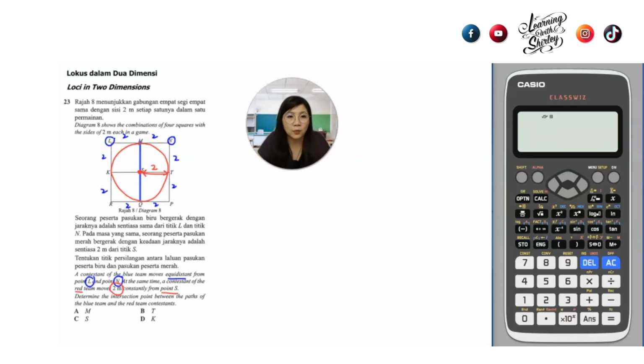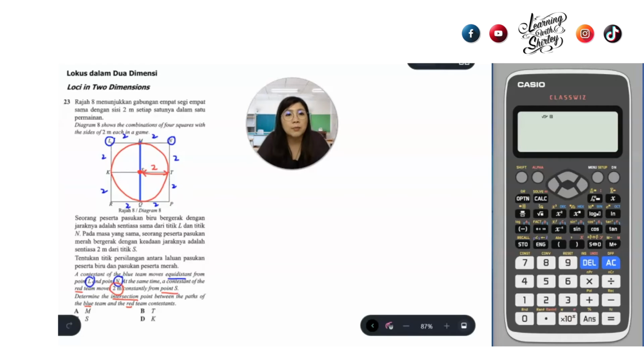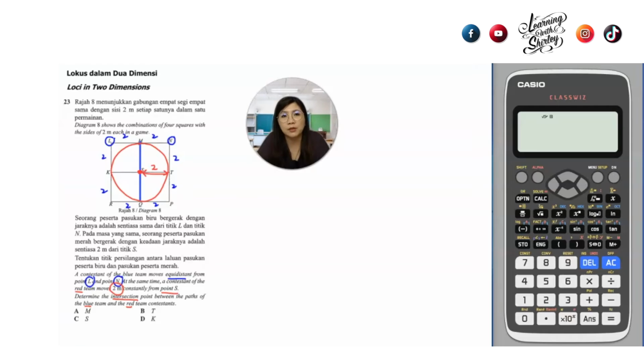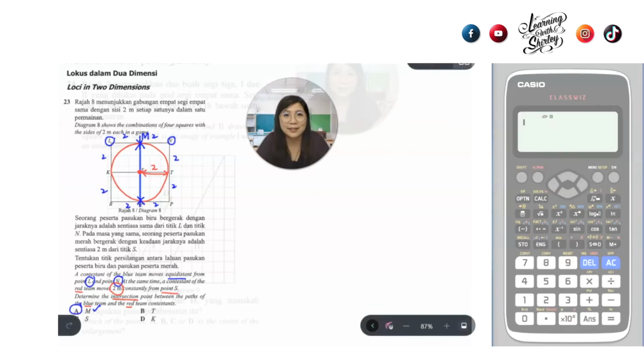Okay, so now what's the question? Determine the intersection point between the paths of blue team and red team contestants. So where is the intersection between the red and the blue? The red is a circle, the blue is the straight line here, right? So the intersecting point will be here. Okay, this is M, yeah? And then this is Q. So M and Q. So let's look at the options A, B, C, D. We have M, but we don't have Q. But it's fine because they want you to choose only one answer. So the answer is A.